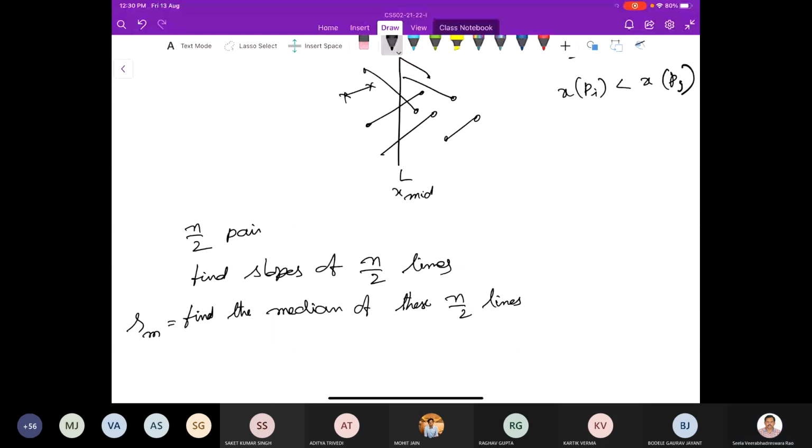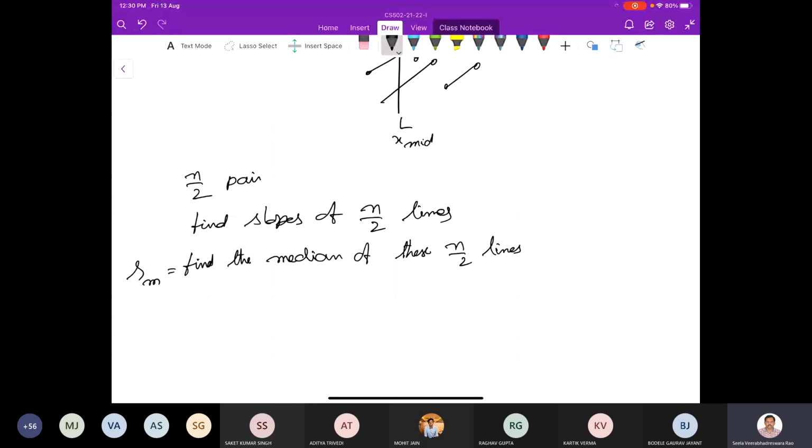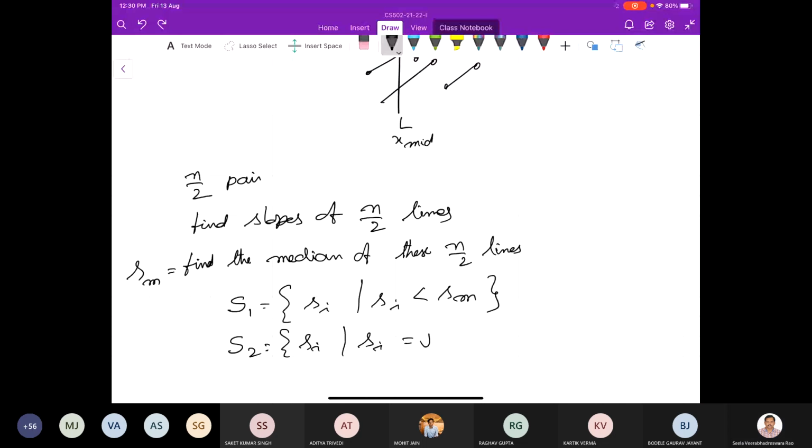Once we have this median, you partition these pairs into three categories. You have n by 2 pairs, and we divide them into three groups: all the pairs having slope less than the median slope, those equal to the median slope, and those greater than the median slope.